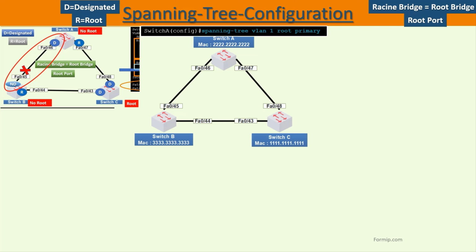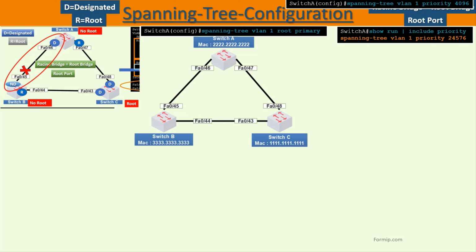This command is a kind of macro, which will lower the priority of the switch directly in the running config file. And as here we use the spanning tree by vlan, it is possible to modify the priority for each vlan. If now we look at the running config file, we can see that the priority of switch A has gone from 32769, which was its default priority, to 24576.